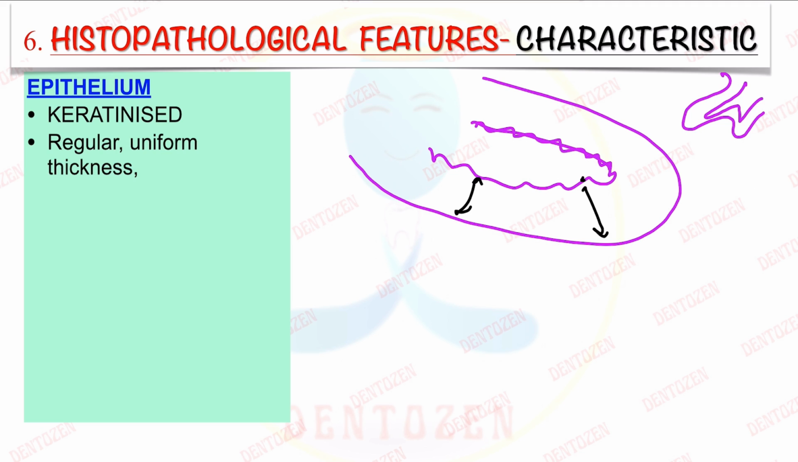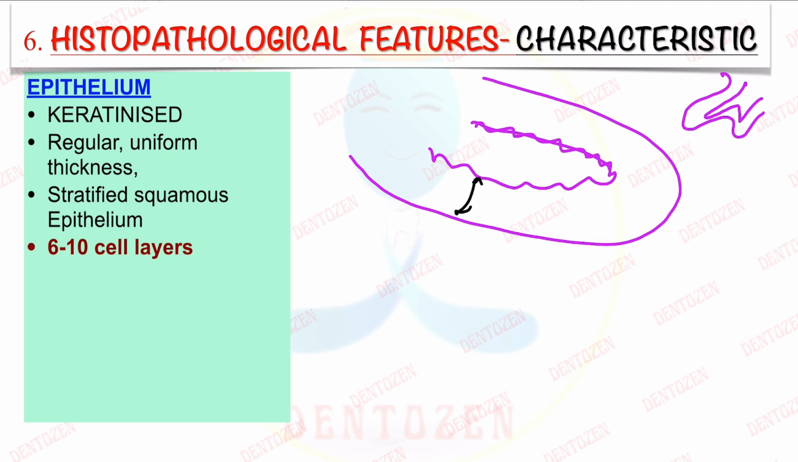So it is a type of stratified squamous epithelium because there are layers. Strata means layers. How many layers are there is the next important viva question. 6 to 10 cell layers. Now sometimes it is said to be 5 to 8 cell layers. So both answers are correct.